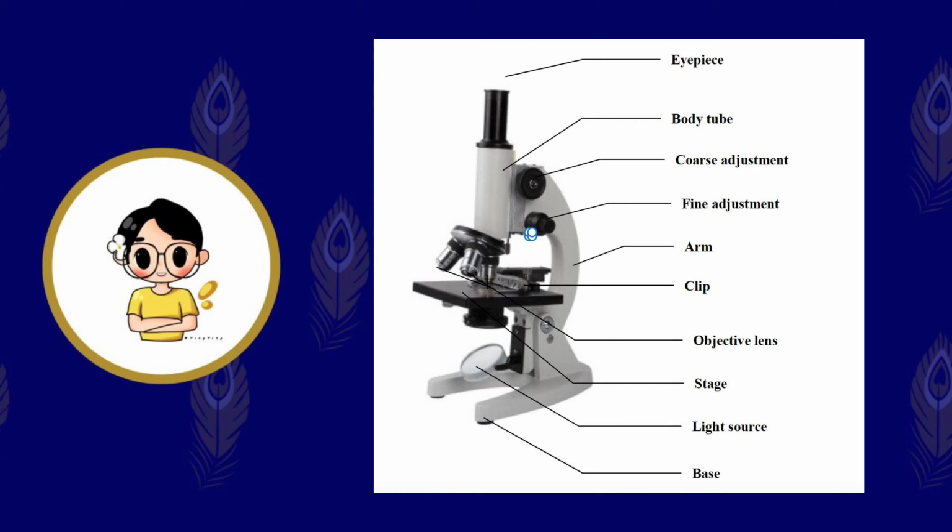Stage is a platform for the slides, which hold the specimen. Light source is located at the base. It captures light from an external source. Base provides stability and support for the microscope when it is upright. The base also typically holds the illuminator or light source.